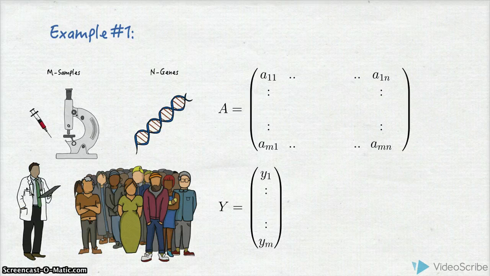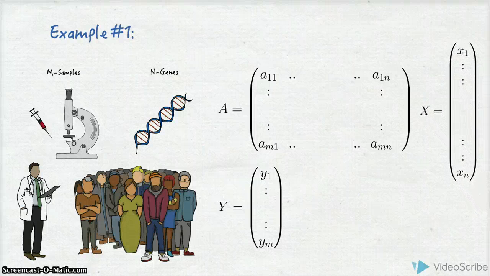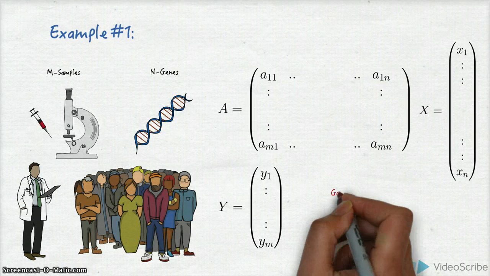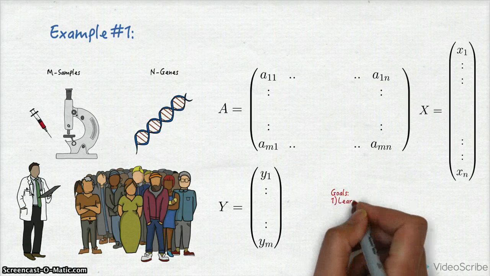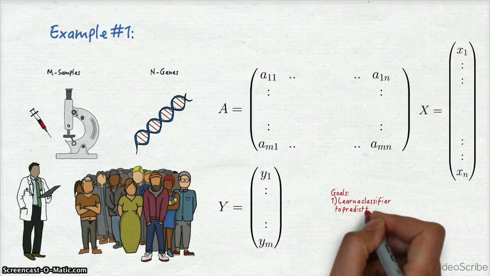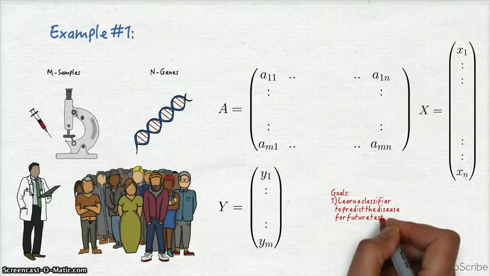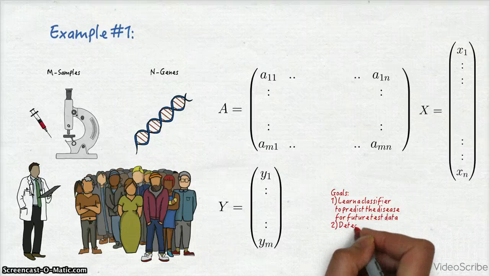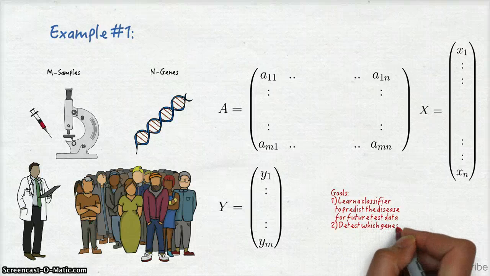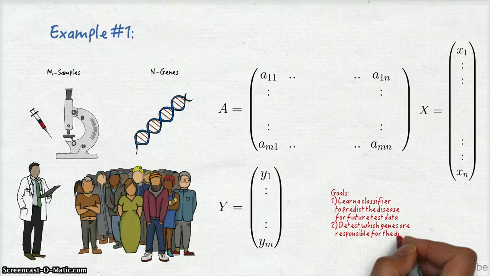And we have the y vector for each patient, whether he has a disease or not. In this case, we can make a linear combination, A times x equals y, and these x are the parameters. In this case, our goal is to learn the classifier to predict the disease, whether he has a disease or not, for future observation. On the other hand, from those x parameters, we can know which genes are responsible for the disease.